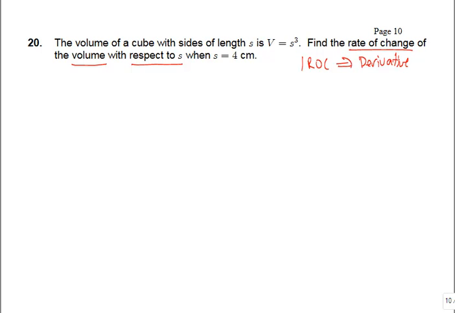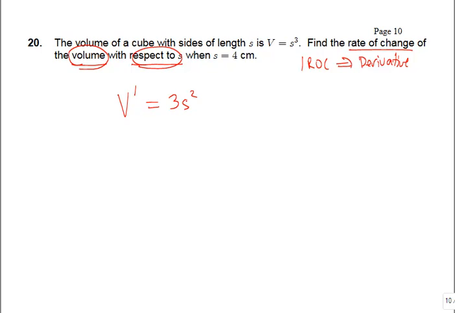So we want to find the derivative of volume with respect to this side length s. So we're looking for the derivative of volume, so we're looking for V prime. And since the variable that's given in this formula for the volume is s, we're taking the derivative with respect to that s variable. So what would be the formula for this derivative function? What is the derivative of s cubed? Well, it's a power, right? We bring down the 3 and we subtract 1 from the power. So V prime in general is 3s squared.